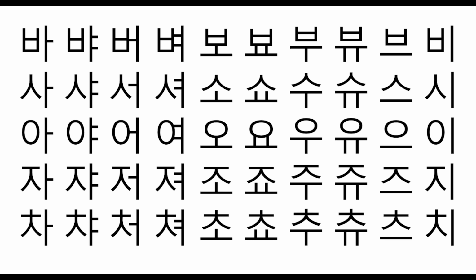All right, second time: ba, pya, bo, pyo, bo, pyo, bu, bu, bu, bi. And the third time: ba, pya, bo, pyo, bo, pyo, bu, bu, bu, bi. All right, so the second line, we've got sa, sya, seo, syeo, so, syo, su, syu, seu, si.